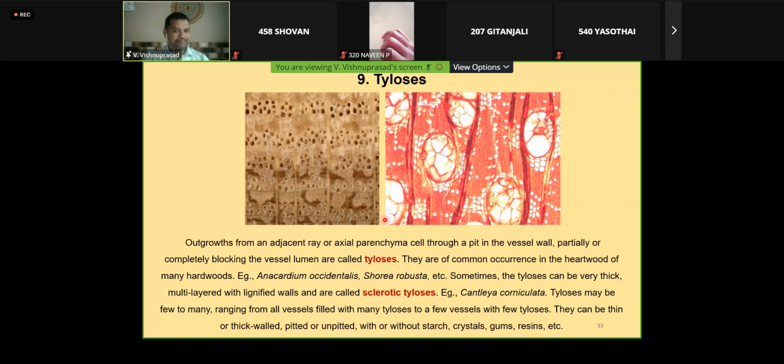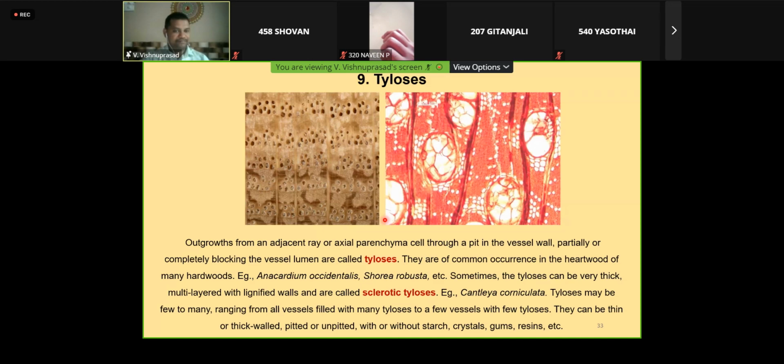So the tylosis are a characteristic feature very clearly seen in some species, and sometimes the tylosis can be very thick, highly lignified ones. They are known as sclerotic tylosis. So under a magnified lens also, if you observe, you might be able to see tylosis like this. And under a microscope, you'll be able to see tylosis this way.